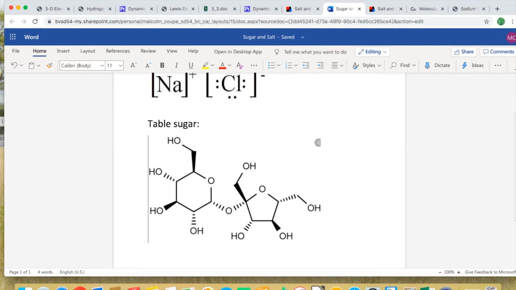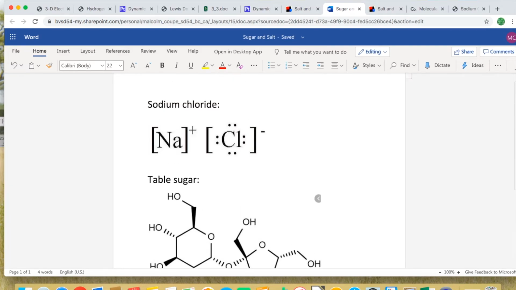So we'll get back now to sugar and to salt just briefly. I'm going to show you exactly how they're different. They're different because they're made of different chemical elements, but also because they have different kinds of bonds. In the case of salt, what we're doing is we're forming an ionic bond.